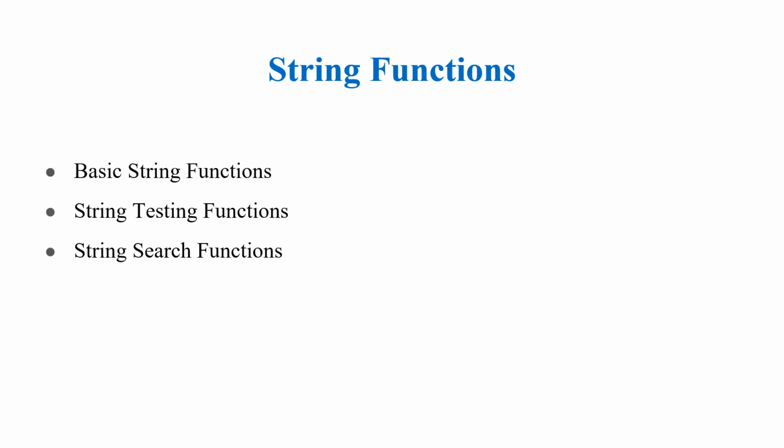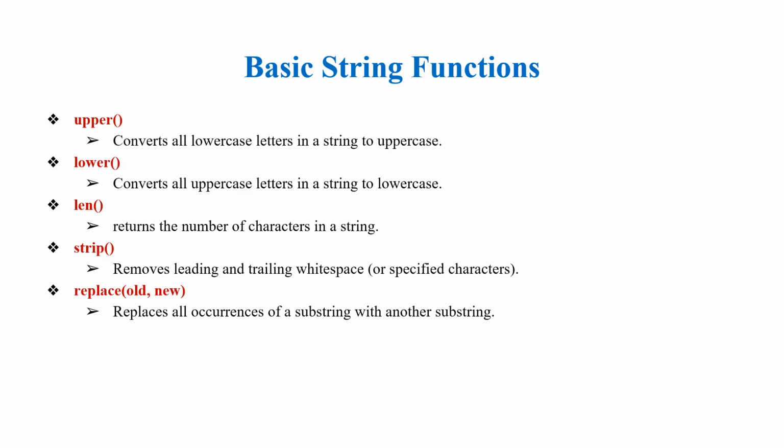Okay, next we will discuss the string functions. We are going to discuss three types: the basic string functions, string testing functions, and string searching functions. What functions are covered in the basic string functions? Upper converts all lowercase letters into uppercase. Lower converts all uppercase letters into lowercase. Len returns the number of characters in a string. Strip removes the leading and trailing white spaces. Replace replaces all occurrences of a substring with another substring.